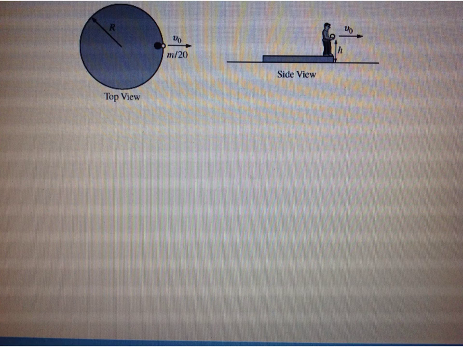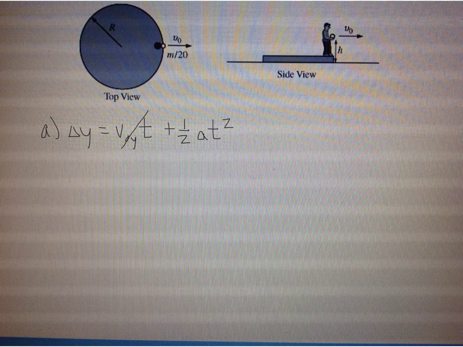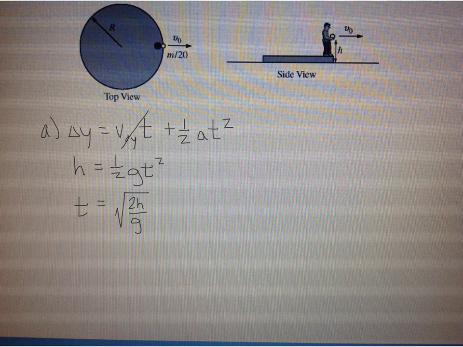Alright, so for part A, the question was to derive an equation for how long it takes the stone to hit the ground after it's been thrown horizontally. So this is just a plain horizontal launch problem. I'm going to start off with a kinematic equation for the motion in the y direction. For this problem, v naught y is 0. Delta y I'm just going to sub in as h, and a I'm going to sub in as g, so h equals 1/2 gt squared. Then I can rearrange that for t, and we end up with t equals root 2h over g.